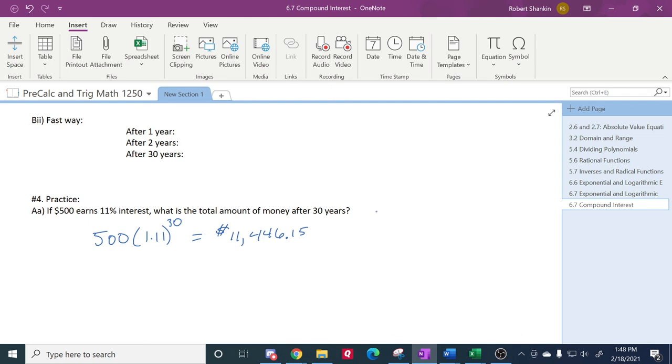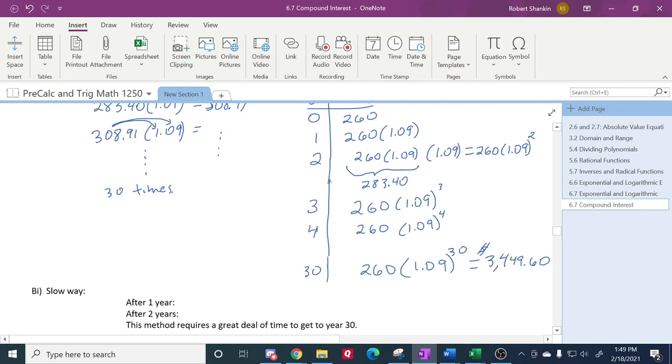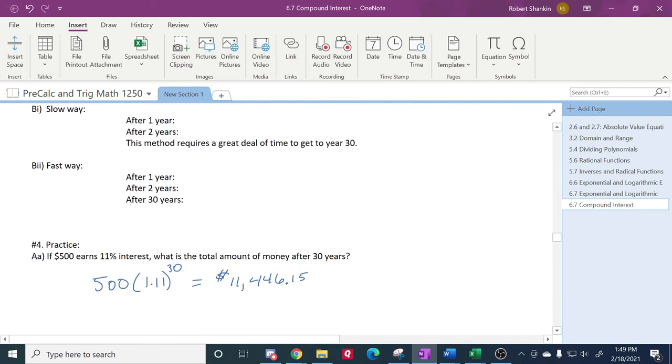So by getting this, we're using this idea right over here, that the 1.11 is the multiplier that happens every single year. And so it's $500. The amount after 1 year is you'd have this to the first. And by the time you get to 30 years, it's 1.11 to the 30th power. And this is a really, really powerful tool that you can use.